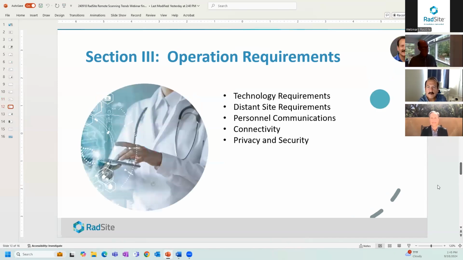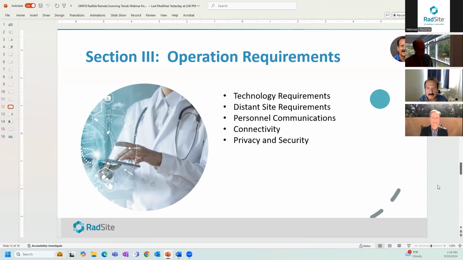And so as far as operational requirements, there are quite a few. There are requirements related to technology. And so, what are some of the technology issues? One needs to be able to have audio and also visual contact between the remote technologist and the person who is in the suite, who is with the patient.